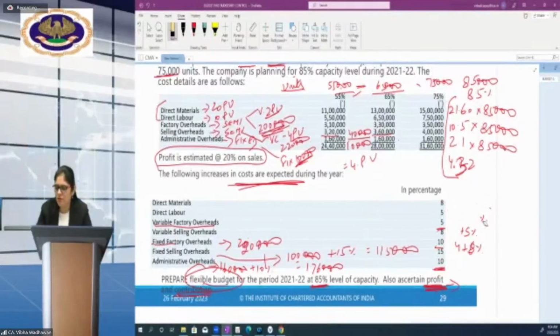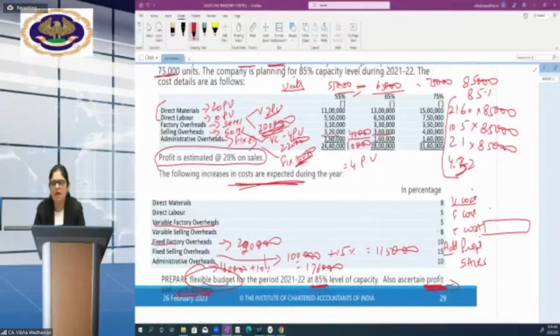I'm just erasing it off to explain it. In this statement, you have the variable cost and the fixed cost, so you will get the total cost. Then you will add the profit and you will get the sales. Variable cost has 4 components in this question: material, labor, factory, and selling. Fixed cost has 3 components: fixed factory, fixed selling, and administrative. So it will make the total cost. To the total cost, we add the profit, we get the sales.